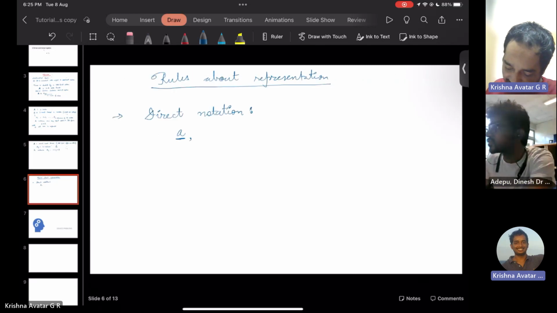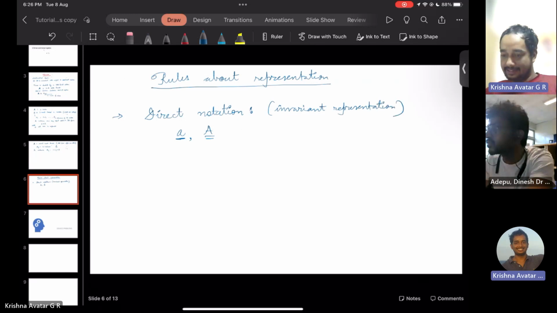And in direct notation, we just give the representation of a tensor. This is how we do it. It's also known as an invariant representation. This particular representation of a tensor does not depend on any coordinate system, and it represents certain physical properties which are associated with any physical object. It could be mass, velocity, acceleration, which is essentially intrinsic to that particular body.